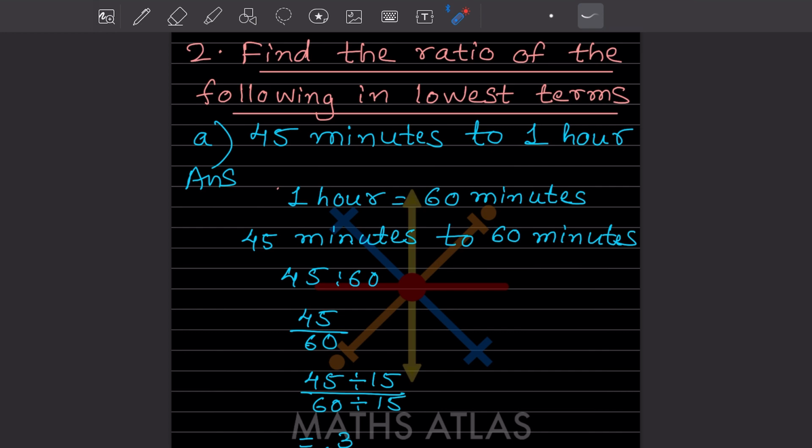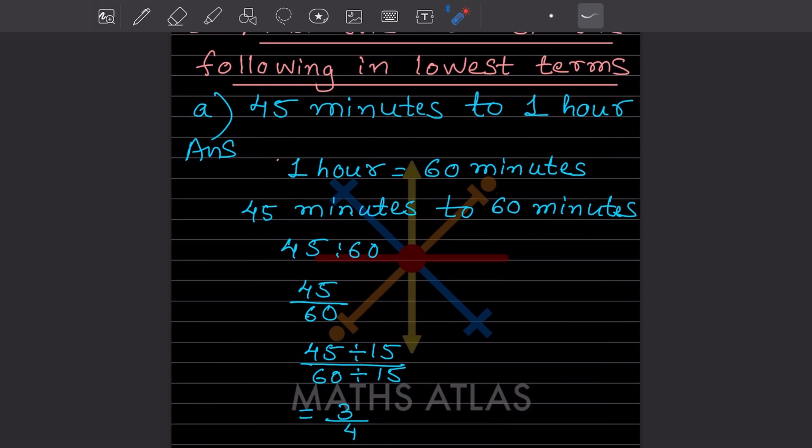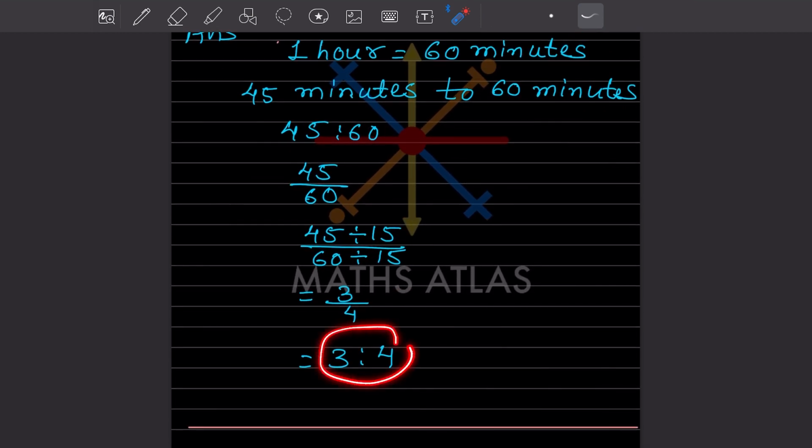And here what are you going to do? Now I did it directly by 15. You can also do it with 2s and 3s. So divide by 15, both are divisible because these both are divisible by 15. So 15 3s are 45, 15 4s are 60, that is 3 by 4, which means the ratio is 3:4.